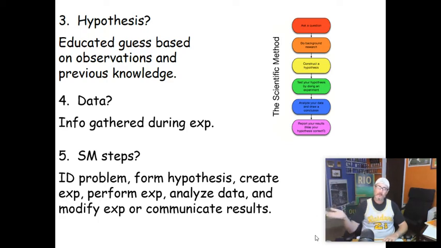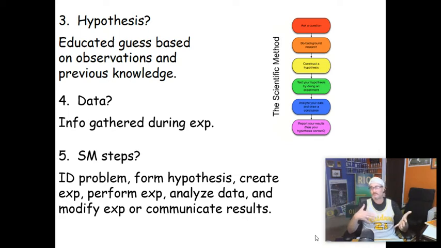So let's say your results don't come out the way that you thought. A couple things could happen. Maybe you did the experiment wrong. So before you modify the experiment, I would go back and do it again just to make sure you didn't make any mistakes. And if you continually get this wrong information, you might want to go back and change the experiment. That would be modifying the experiment and redoing it. Or if your results match what your hypothesis is, you communicate your results.